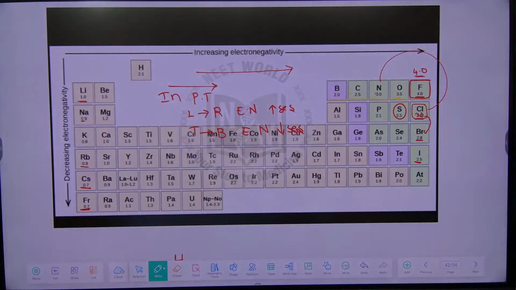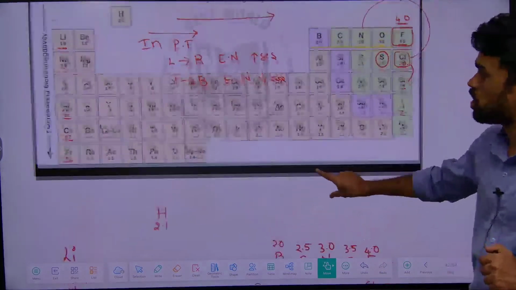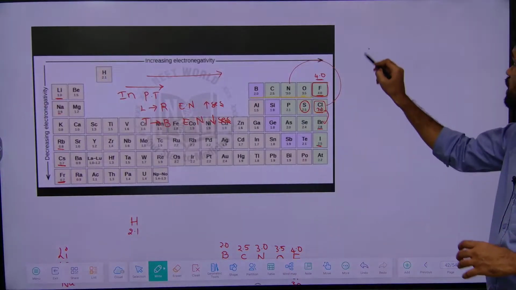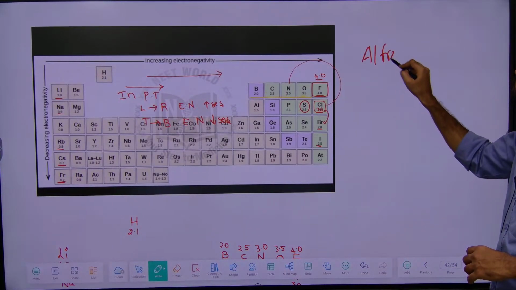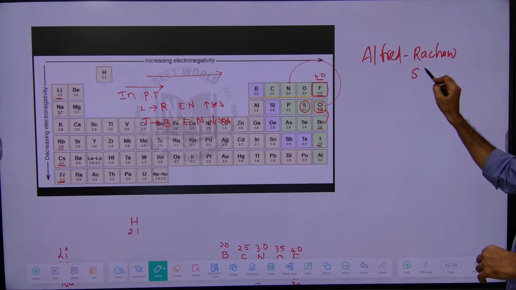Okay, then next. One more scale is there. That scale is called the Allred-Rochow scale. What is that scale? Allred-Rochow scale.